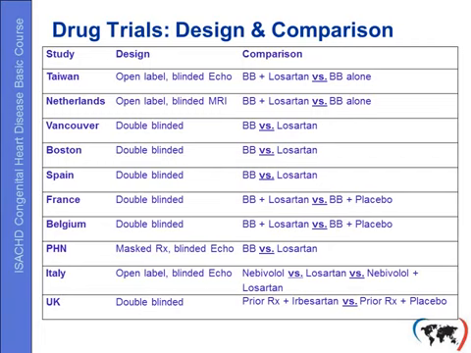And the Italian trial used nebivolol as the beta blocker, which is thought to have anti-stiffness properties, and the UK trial used irbesartan rather than losartan, as it is thought that it can be up-titrated to a higher ARB equivalent dose more effectively.